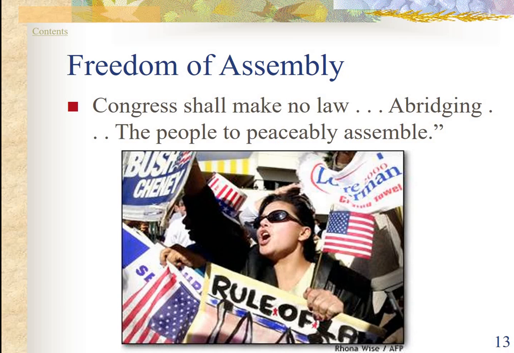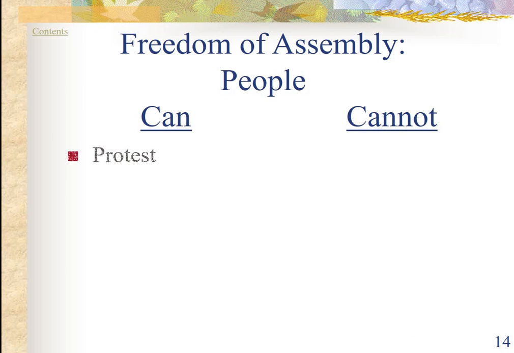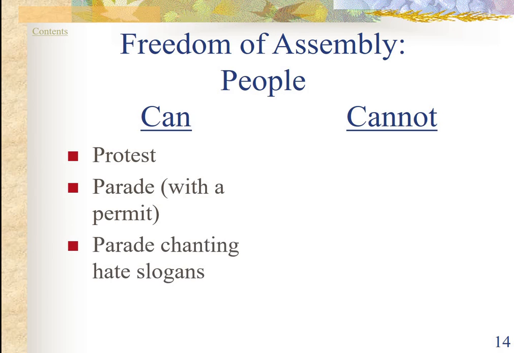So, assembly. Congress shall make no law abridging the people's right to peacefully assemble. So, assemble, protest, that is fine, right? So people can protest. That's fine. Small protests, great. Big protests, great. You can parade. Make sure you have a permit, but you can set a parade.